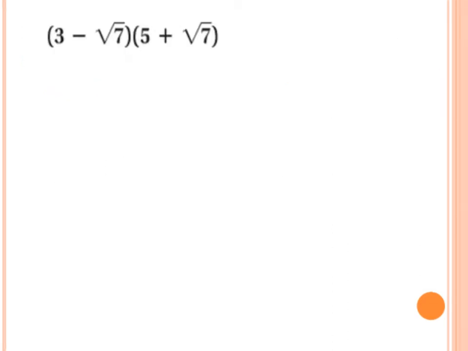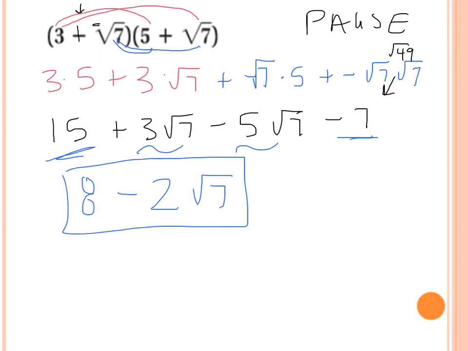Right now I want you to pause the video. Yes, pause the video. I want you to do this one all by yourself. Be careful here, this is like a negative. If you want to, you can change this so it says plus a negative because that's going to give you negative numbers. You should have gotten 8 minus square root 7.